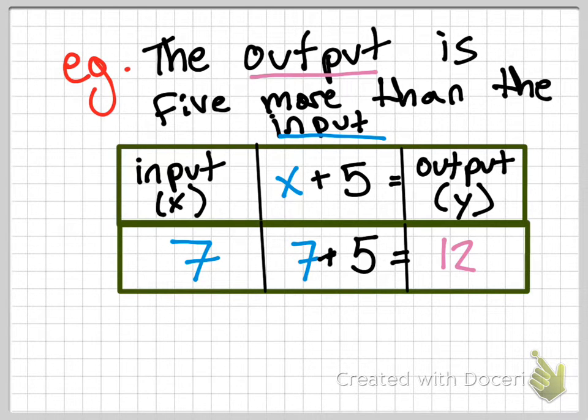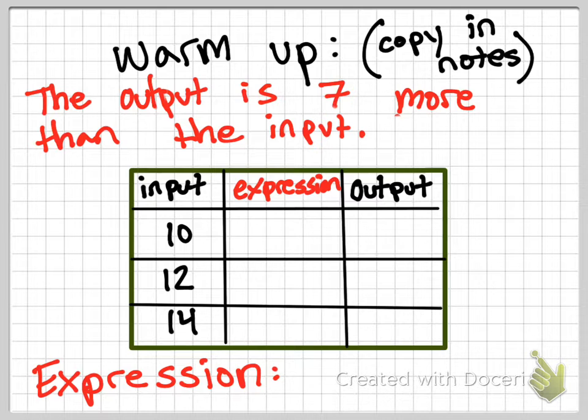So here's an example. I got this and it says the output is 5 more than the input. So our equation, our expression is going to be the output is 5 more than, so it comes after the input, right? So that's our expression. For example, if I gave us 7 as our input, it would become 7 plus 5, which means our y is 12. So our rule for this, our function rule, would be that the output is 5 more than the input.